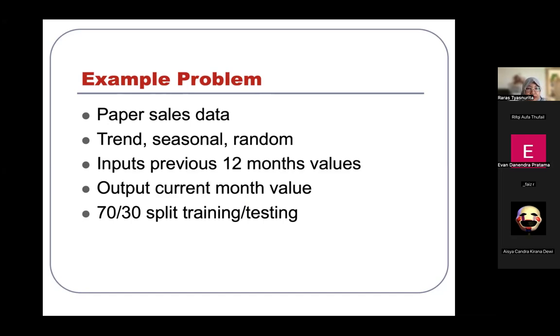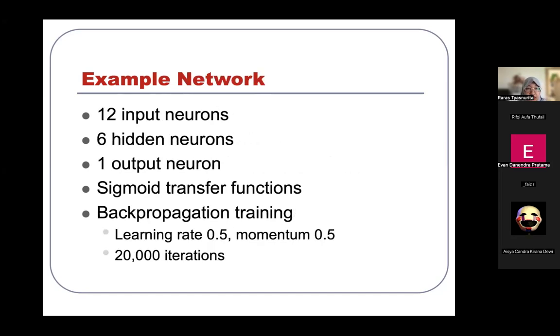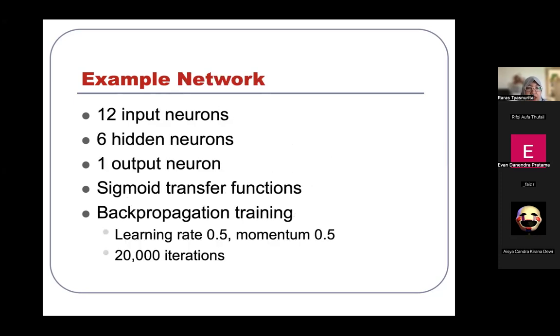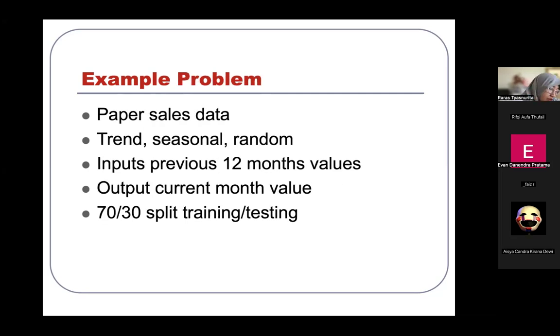So this is an example of a forecasting problem. You have 12 months of values, and you split them 70/30. What is the output for the next or the current month? You put it into the neurons: input, hidden, and output. The input is 12 because it's the previous 12 months. That means your input has 12 nodes, right?